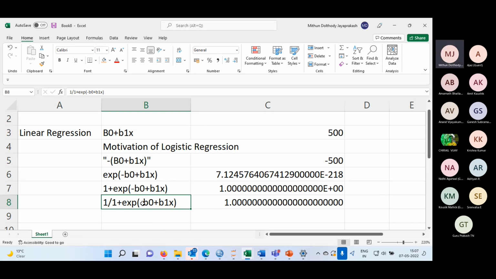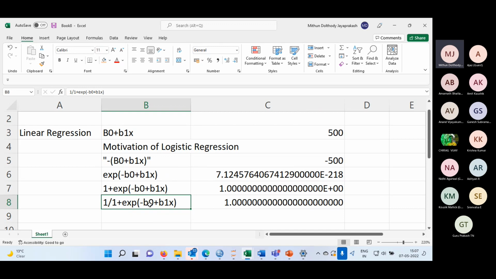Is it clear, guys? Are you able to understand this? This is the mathematical form of the function which I was showing you in the slide in the morning. Aditya, Guru, able to follow? Yes.